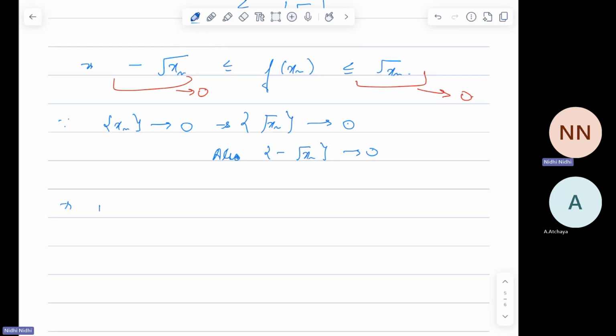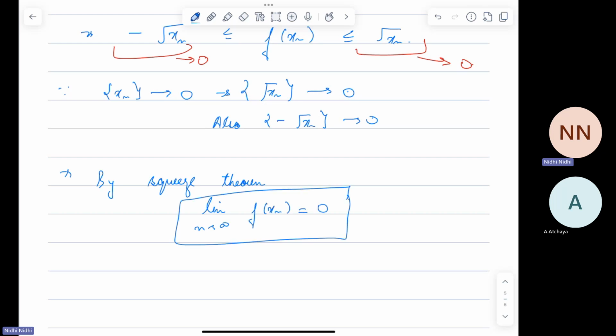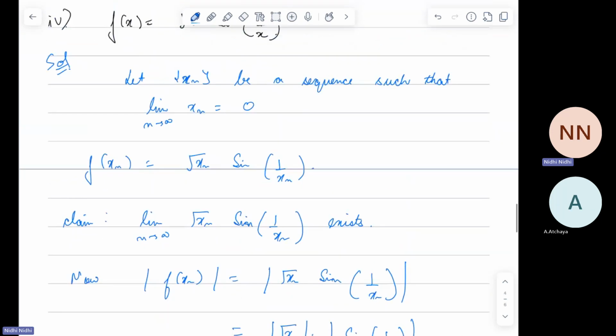This implies by the squeeze theorem, which we had discussed in an earlier session, limit n tending to infinity f(xn) is equal to 0. No matter how the sequence xn is defined, the only fact that remains is that xn is converging to 0. Whenever xn is converging to 0, we can see that f(xn) is converging to 0.